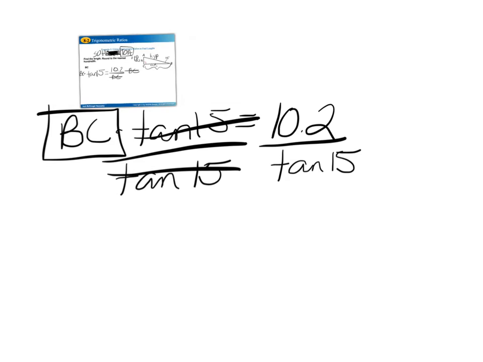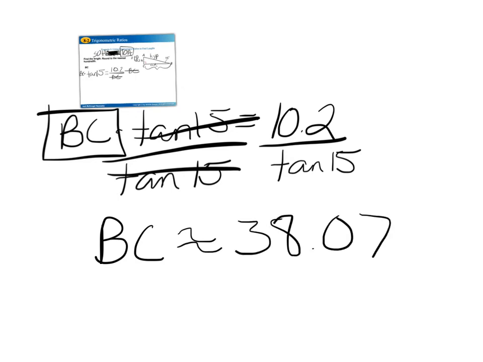And then what you will get is BC is about 38.07. Do not reduce in your calculator. Do not figure out that tangent of 15 is about 0.267 and just round it to 0.27. Because when I do 10.2 divided by 0.27, I get 37.77777. That is not as accurate as this.